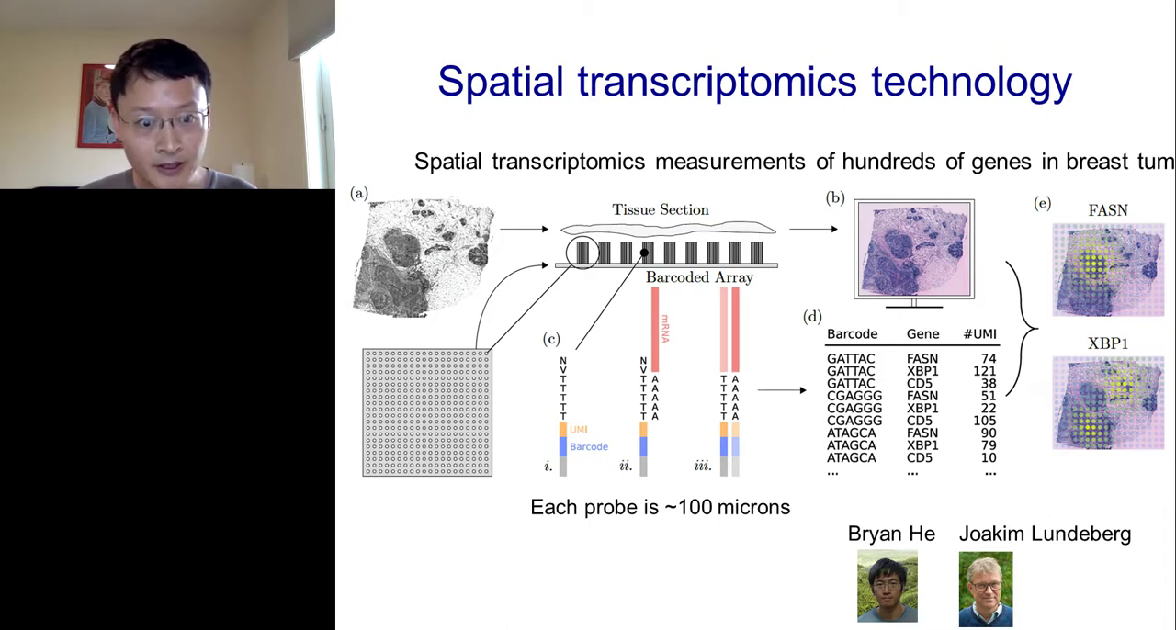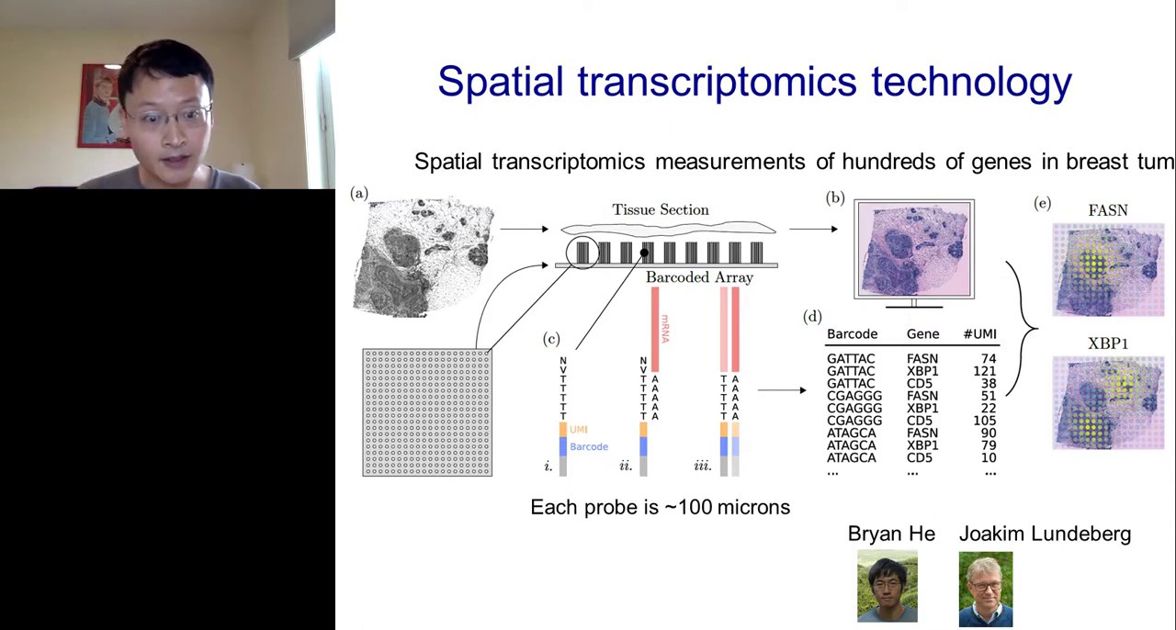So how it works in a nutshell is the following. Let's say you have a breast cancer biopsy, right? There's a tiny little biopsy. And what you do is that Joachim has developed this chip, right? So I have an example of this chip here. You basically overlay this biopsy tissue directly on top of the chip. Now, what's special about the chip that Joachim developed is that you have little probes on the chip, right?